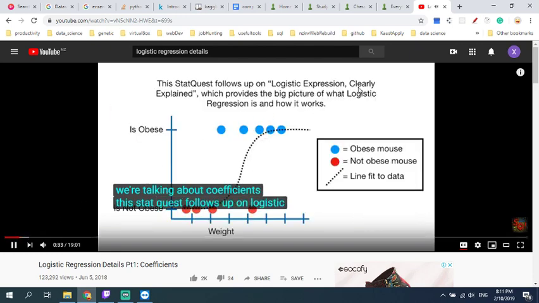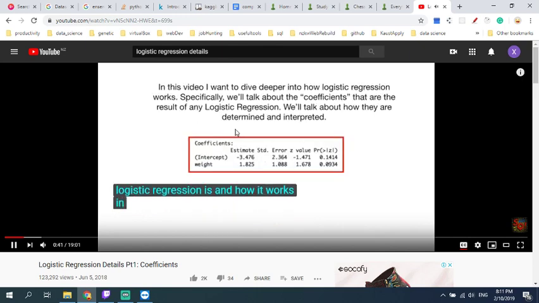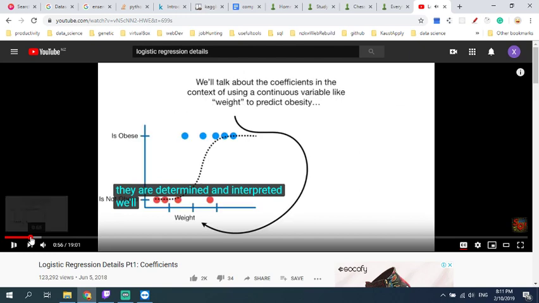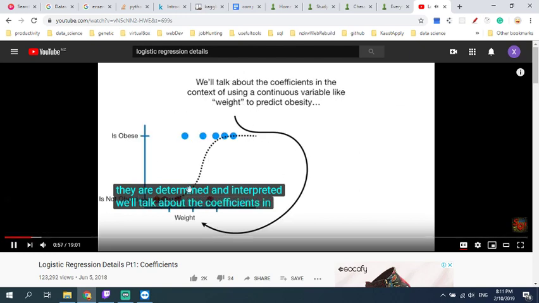StatQuest follows up on Logistic Regression Clearly Explained, which provides the big picture of what logistic regression is and how it works. In this video, I want to dive deeper into how logistic regression works. We'll talk about the coefficients in the context of using a continuous variable.